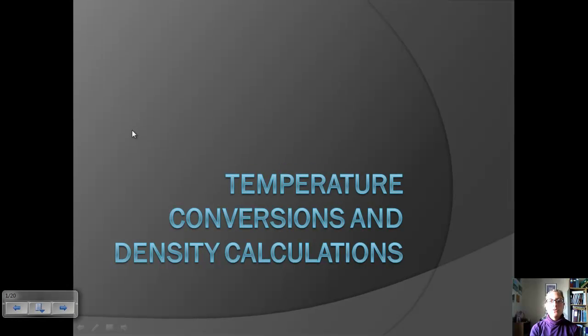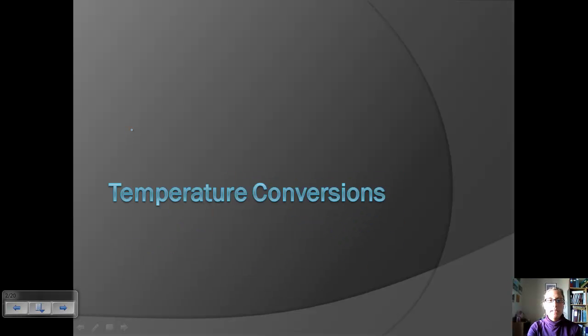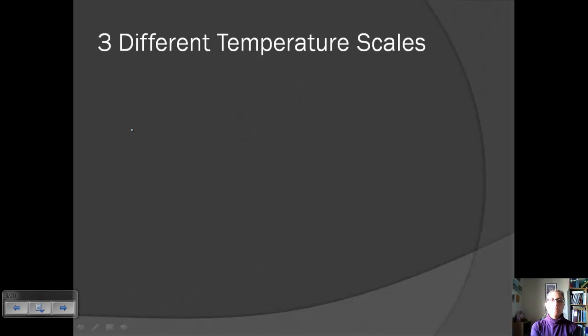So today we're going to continue with the last section on measurement and calculations. We'll look at temperature conversions and density. So first, let's look at some temperature conversions.